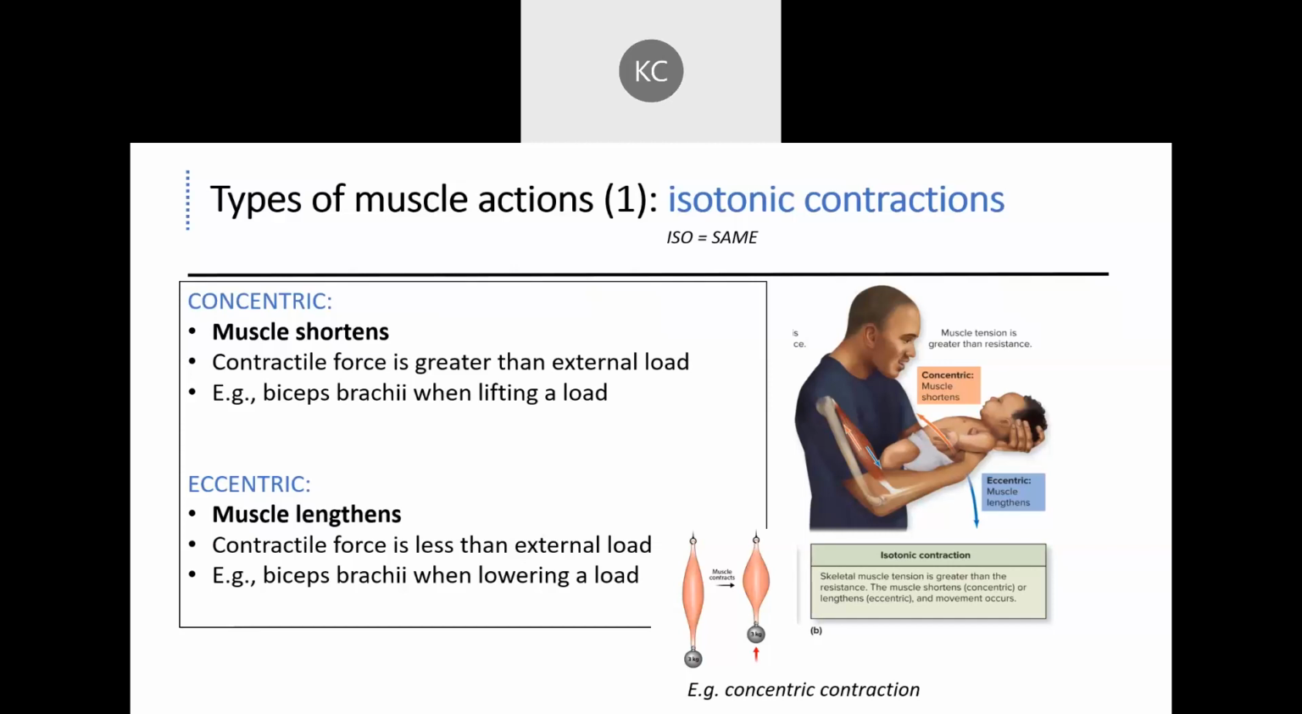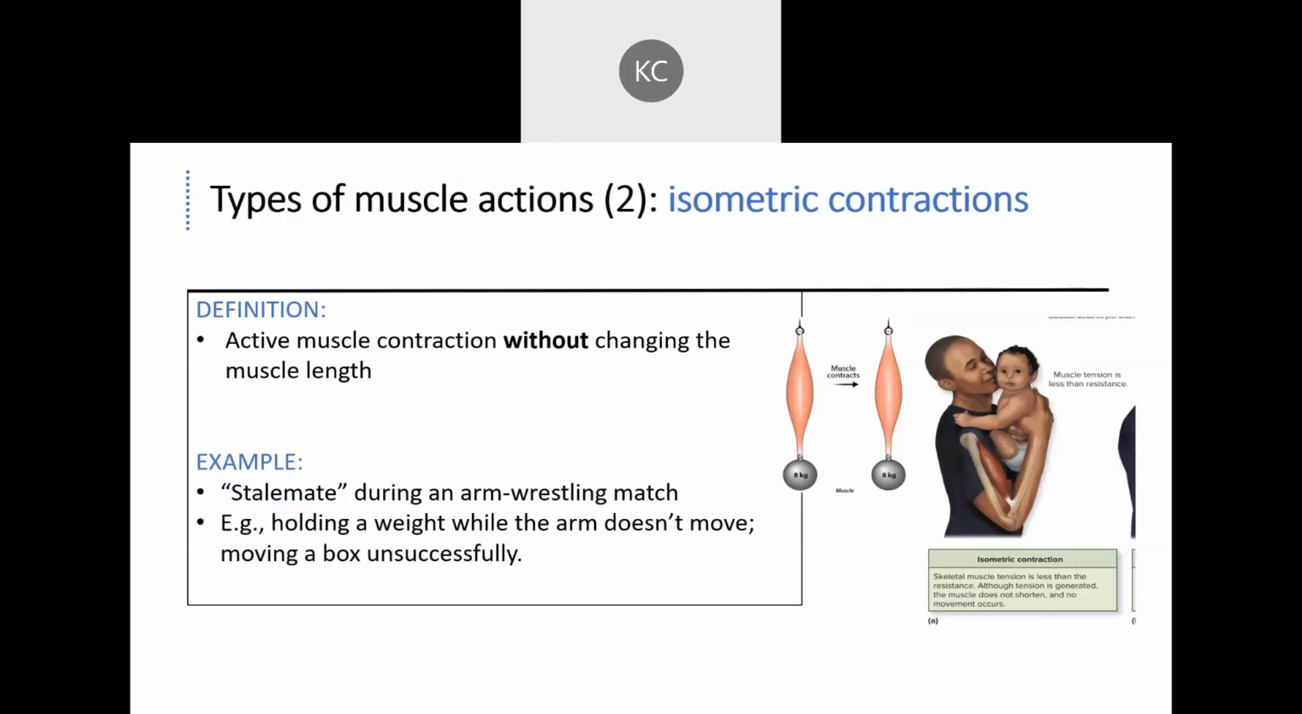So these are both called isotonic contractions, right? We're generating tone, the same tone, but we're changing length, right? The next type is termed an isometric contraction, right? In isometric contractions, we are contracting, we're generating tension, but we're not changing the length, right? So the muscle is staying the same length.